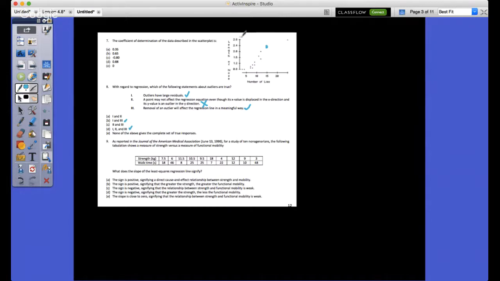So this y, if it's up here and it's displaced, if it gets displaced left to right, it's affecting the LSRL, right? If I took an outlier up here and it was displaced right or left, it's affecting it. I'm going with B. I'm sorry, that second one.